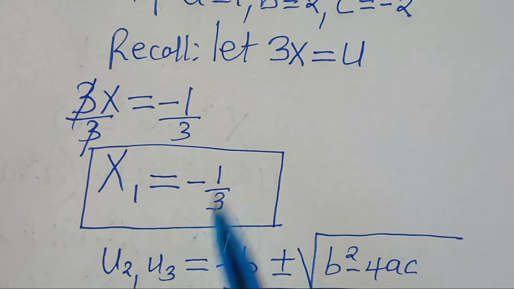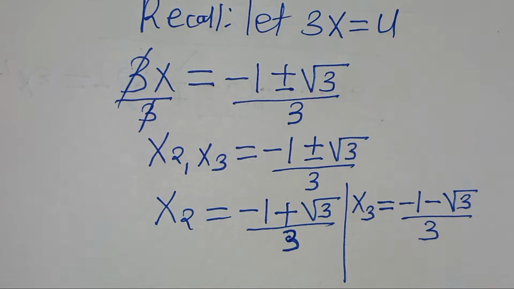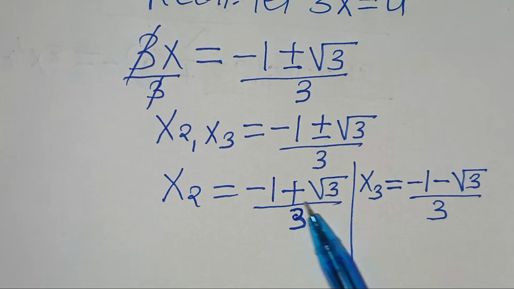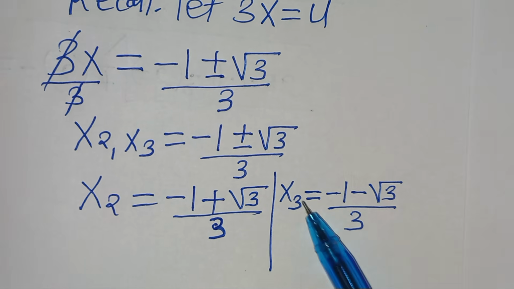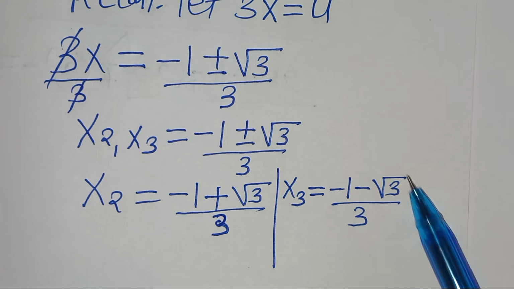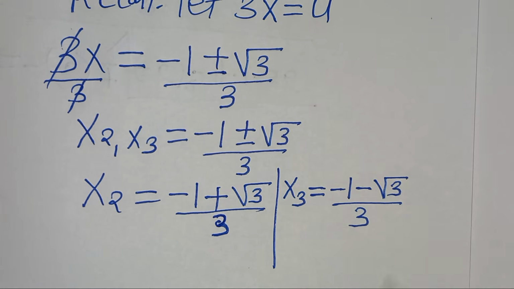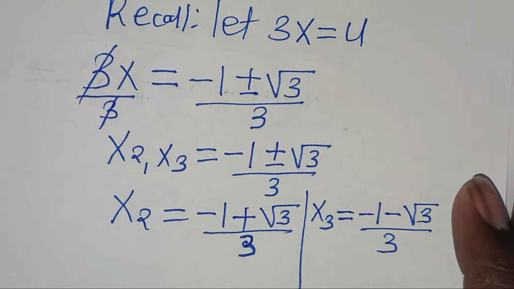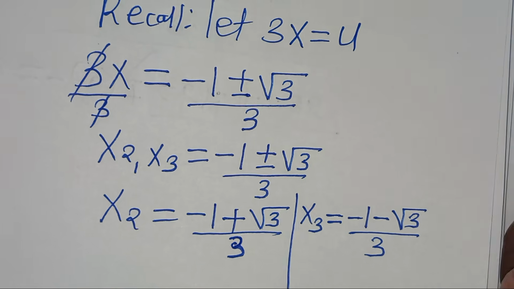So this means that we have three solutions to this algebra problem. We have x1, which is minus a third. We have x2, which is minus 1 plus square root of 3 divided by 3. And x3 is minus 1 minus square root of 3 divided by 3. And these are the three solutions to this algebra problem.